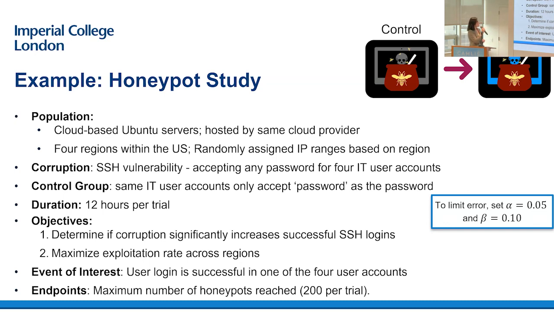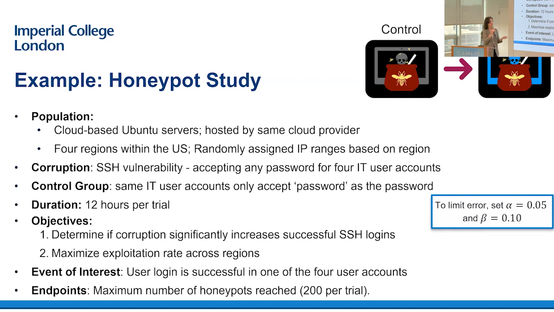So we have our population, cloud-based Ubuntu servers, again, all from the same cloud provider. We then studied 4 regions within the US, right? So East and West Coast split into 2. And we just were curious as to whether there were any trends on the events of interest between the regions, whether that could bias our study. We'll go through the results in a second. Now, our corruption that we chose was just a simple SSH vulnerability. So on 4 dummy IT user accounts, we accept any password. And then our control group was just the same exact accounts, but instead we only accept the word password.